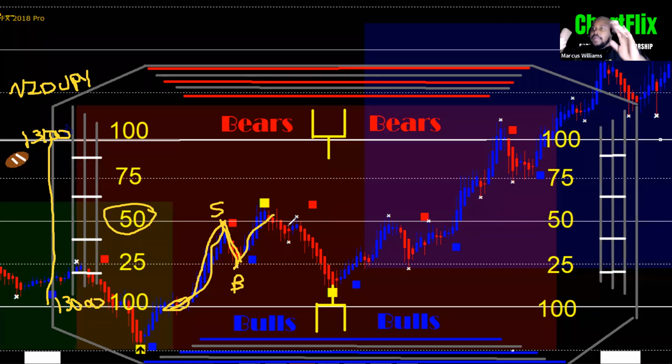Be honest, type in the chat. Would you be okay if you were able to take these two trades and make 50 pips a day? Would you be okay? If you'd be okay with that, drop a 1 in the chat. If you'd be okay with being able to catch 50 pips a day.